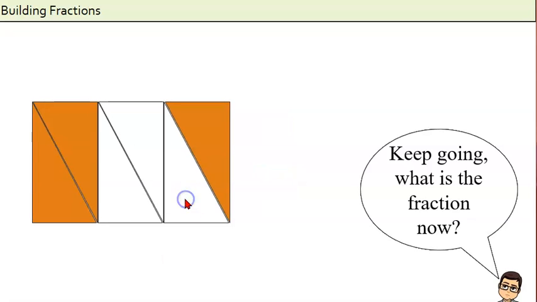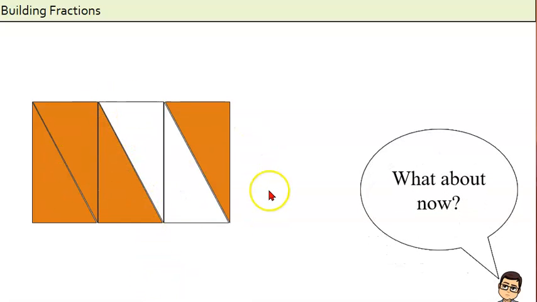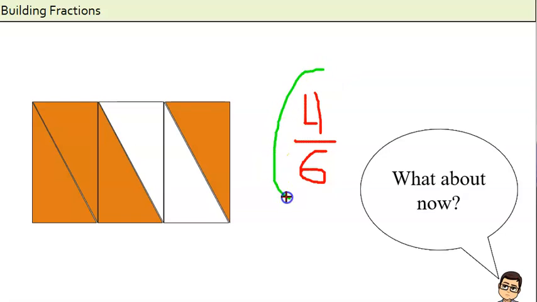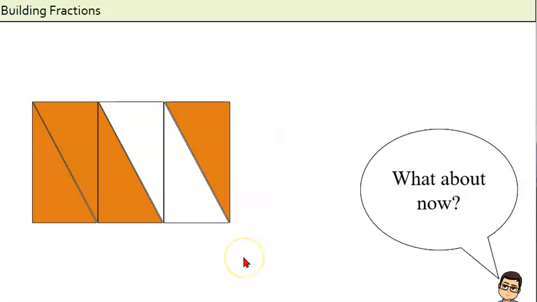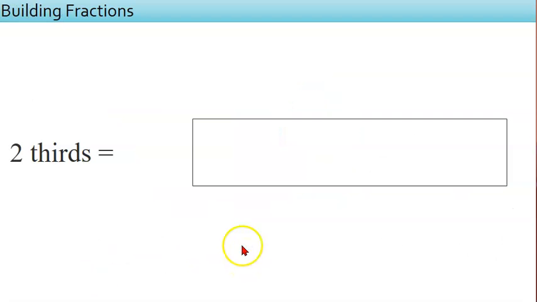If I keep going and I shade one more, what's my new fraction now? Well, I have 4 shaded and I still have 6 total. So I have 4/6. That is my fraction here. Hopefully that wasn't too confusing. And now let's get on to the work I want you to do by yourself.